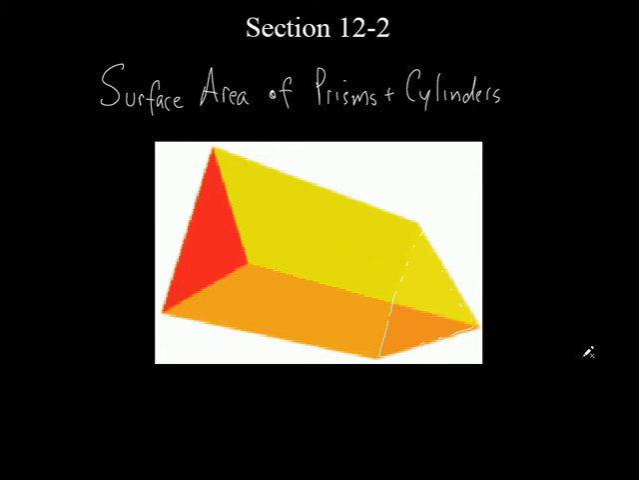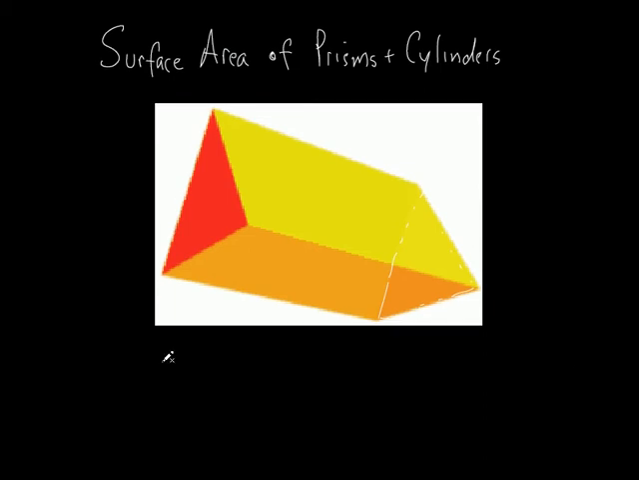So in order to find the surface area of a prism, and this goes for a cylinder as well, watch what we're going to do. I'll just put SA for surface area. Is that all right? The surface area. You basically need to find 3 different things.